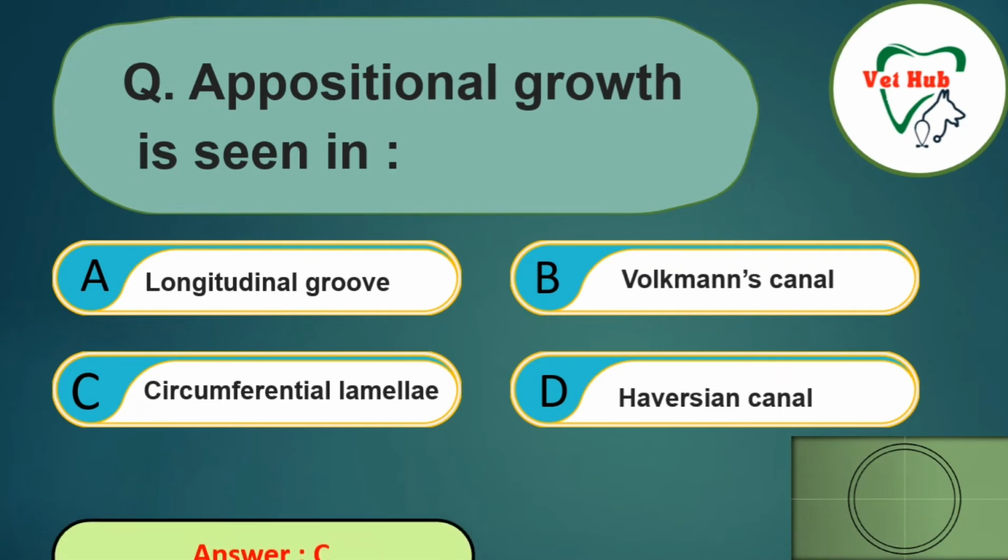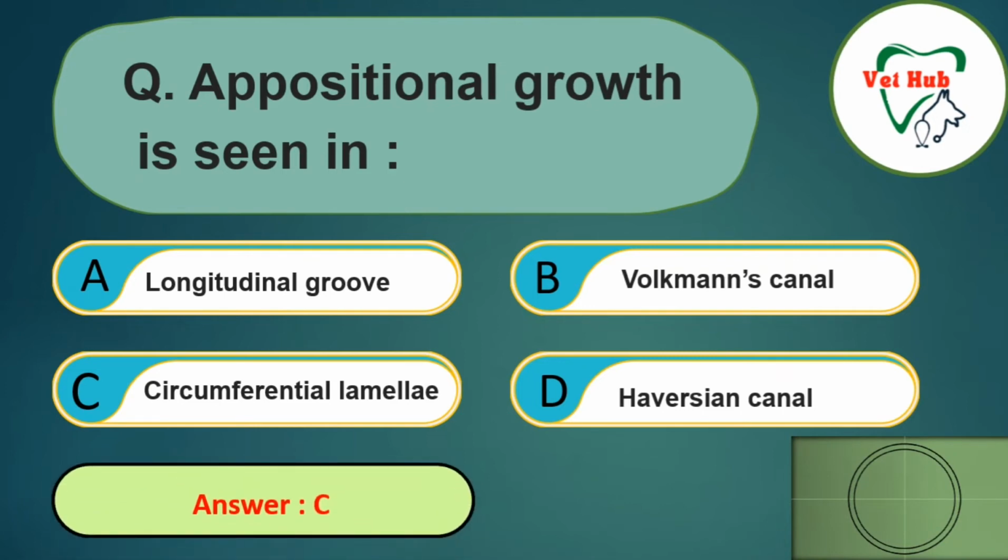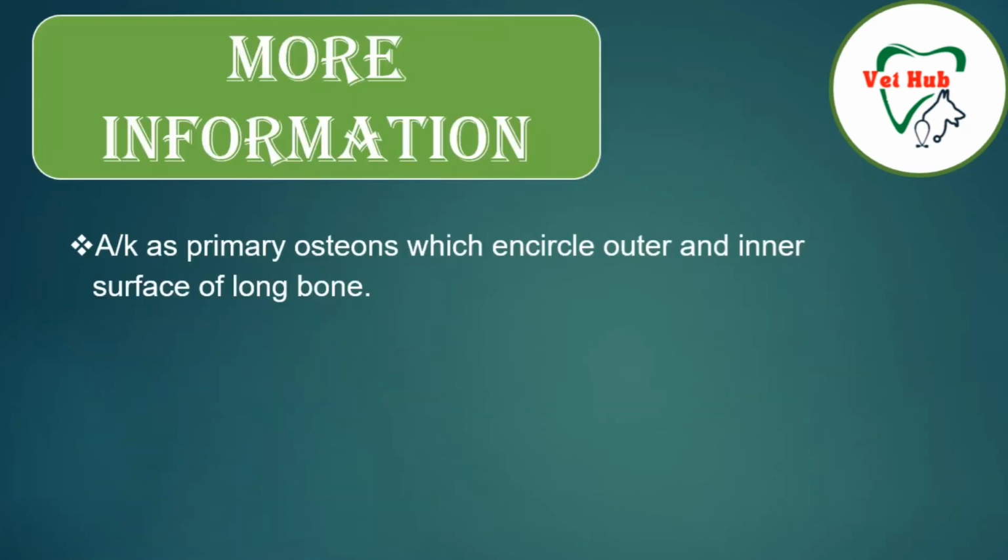And the correct answer is option number C, circumferential lamella. Appositional growth is seen in circumferential lamella, which are also known as primary osteons, which encircle the outer and inner surface of a long bone.